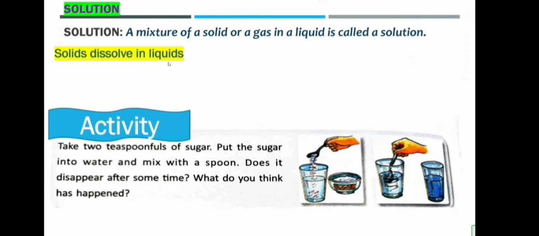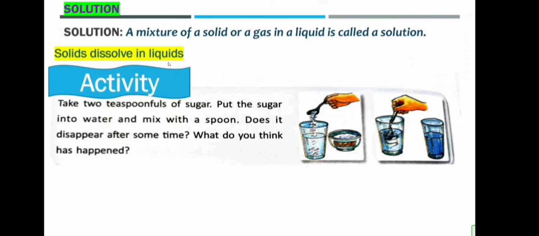Let's understand what is a solution. A mixture of solid or a gas in a liquid is called a solution. So when a solid or a gas is mixed in a liquid, it is called a solution. First of all, we will understand about solids that are dissolved in liquids. For understanding this, we'll perform one activity to show that some solids dissolve in liquid.